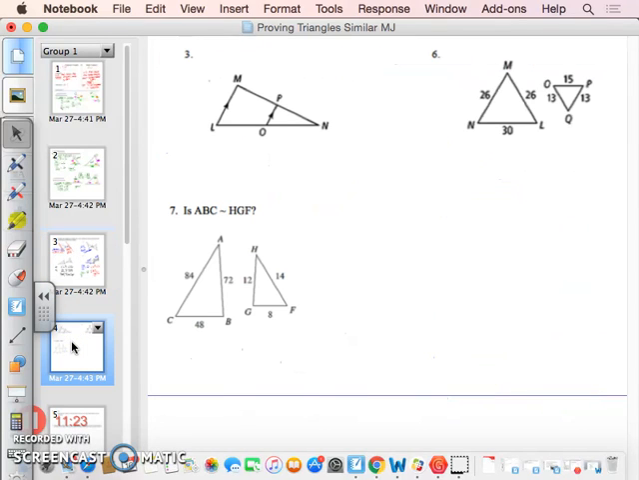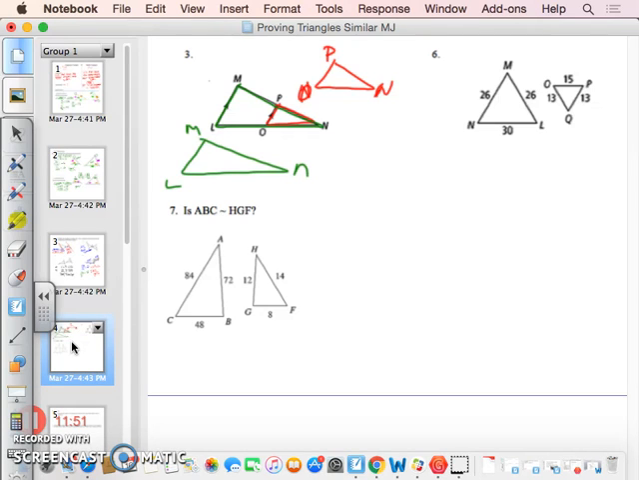Here we go. Number 3. Now this is what we call an overlapping triangle. So the best thing to do is to actually separate these two triangles out. You can see this small triangle here. So I'm just going to redraw it, P-O-N. And then we've got this larger triangle here, and I'm going to just draw that here, M-L-N.